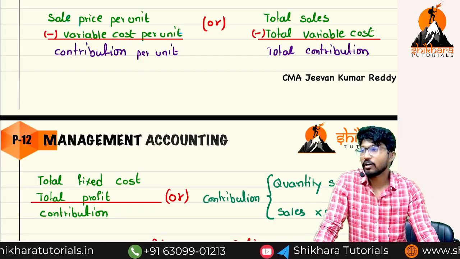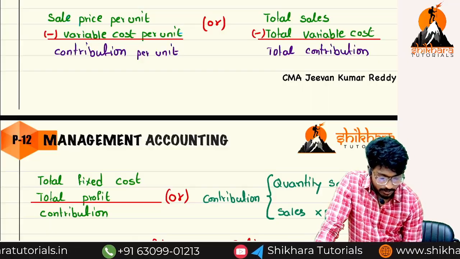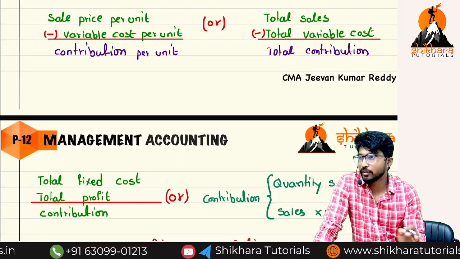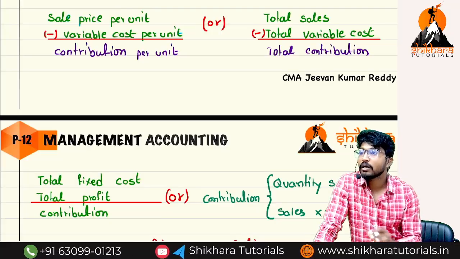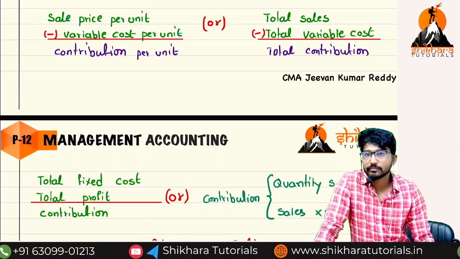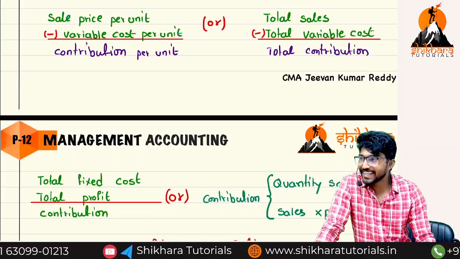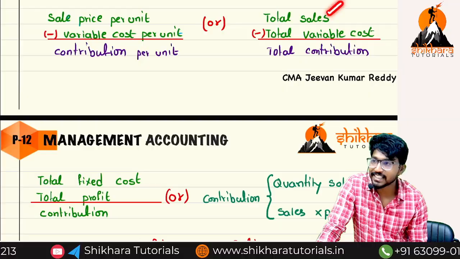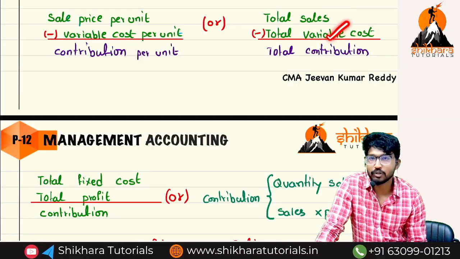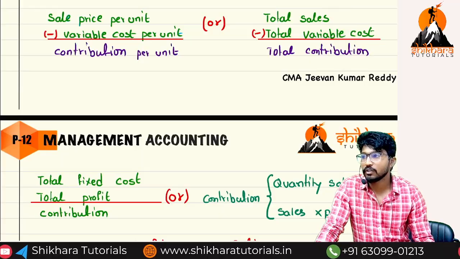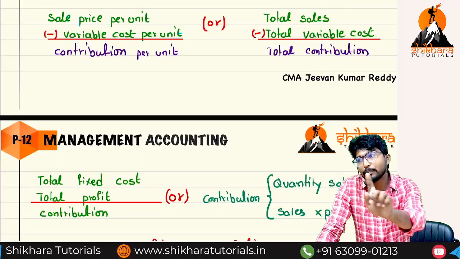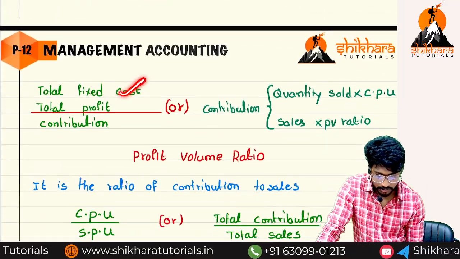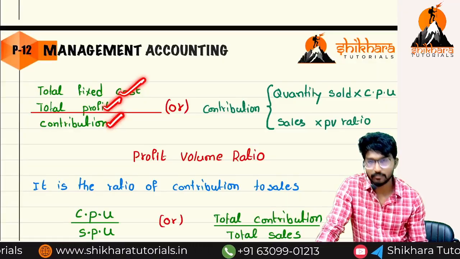Next, formulas. Selling price per unit minus variable cost per unit, you will get contribution per unit. Or total sales minus total variable cost, you will get contribution. Total fixed cost plus total profit, you will get contribution.